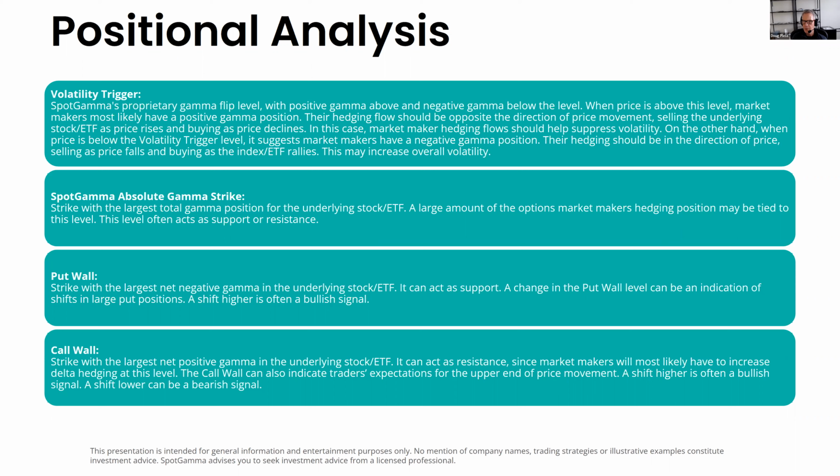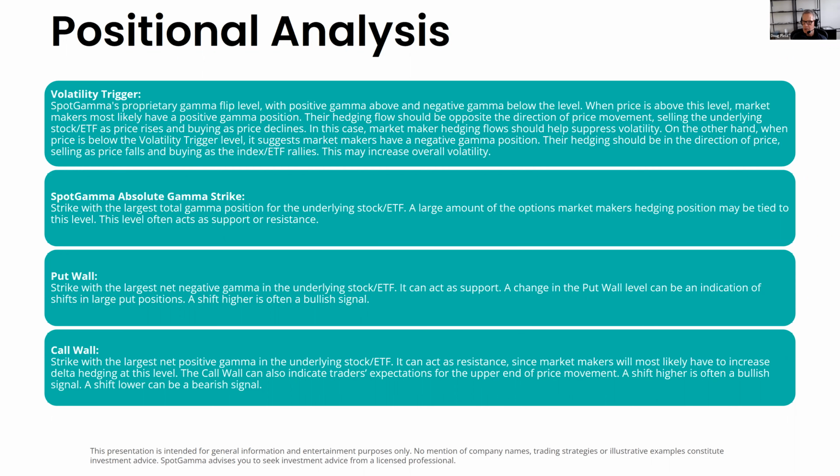And the next level is the put wall, and that's the strike with the largest net negative gamma, and it can act as support. A change in the put wall level can be an indication of shifts in large put positions, and a shift higher is often a bullish signal.